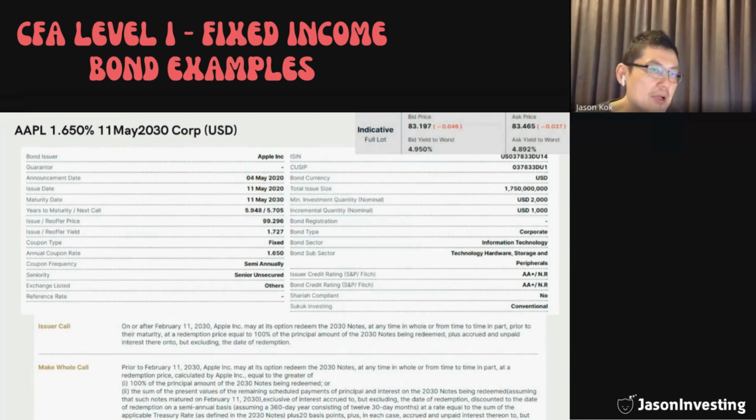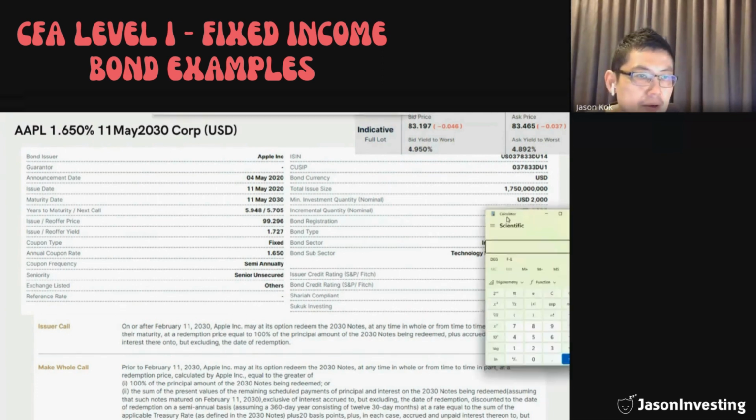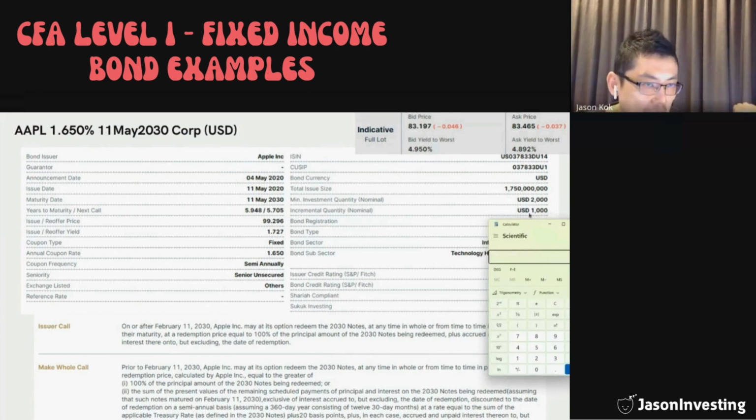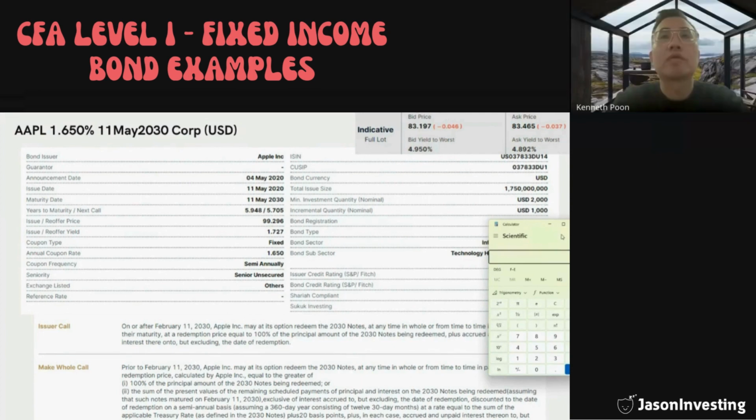So I will just bring up the calculator. So okay, if it's par, right? If it's par, okay, let's just say $2,000. You want to buy $2,000 worth of bond. If it's par, is 100. That means you will pay $2,000 and you get back $2,000. Okay? And then you will get the interest from here.